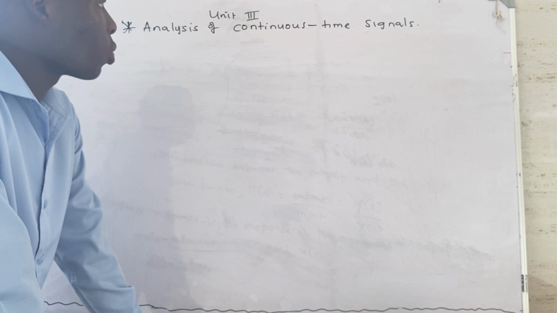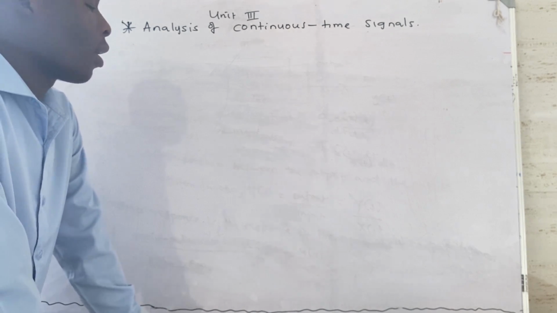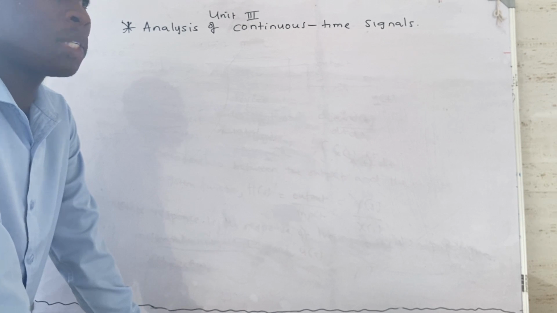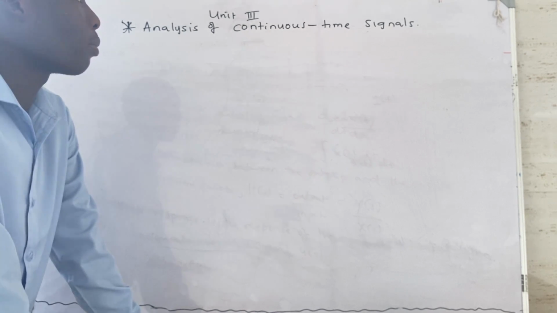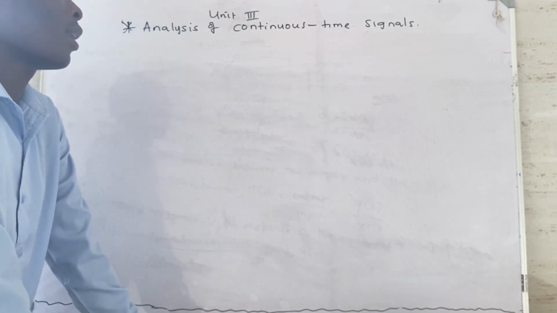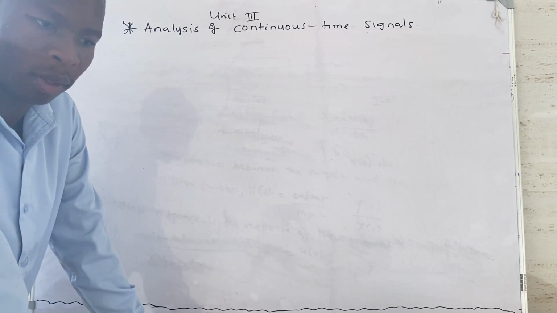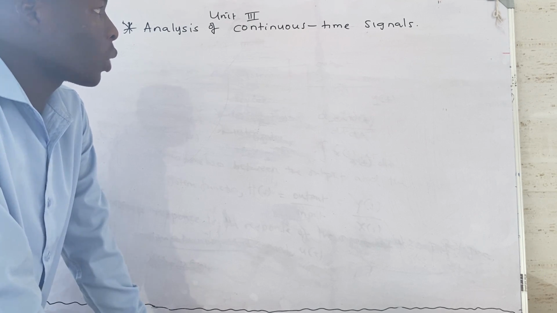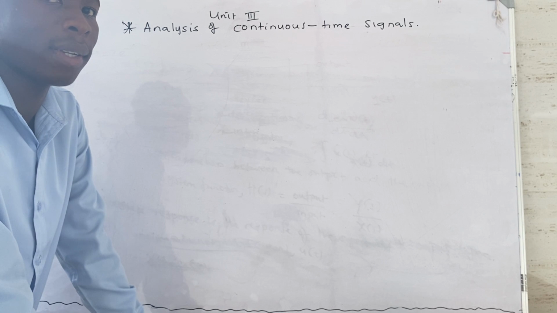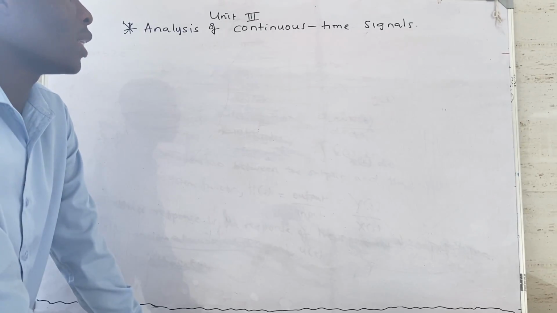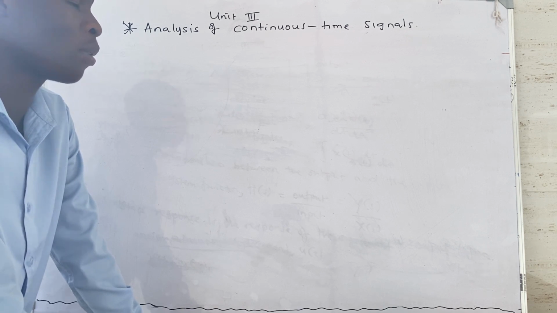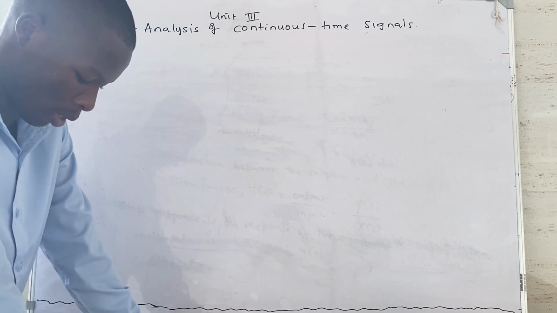So today we are going to discuss the last portion of your Unit 3 in signals and systems: analysis of continuous time signals. We have continuous time signals, and we also have discrete time signals. In today's class, we are going to focus on the analysis of continuous time signals.